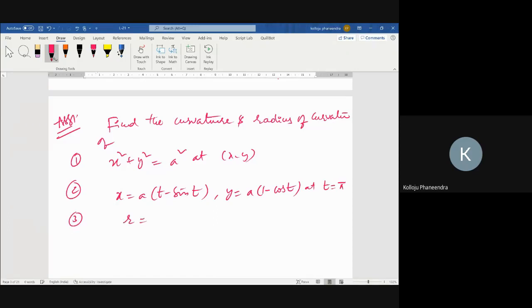Third one, r equal to a sin 2 theta at theta equal to pi by 4. And the fourth one, r equal to a sin theta plus b cos theta at any theta. These are simple problems, you can solve these problems. And next, one more concept at the origin. We have seen the radius of curvature at the origin.